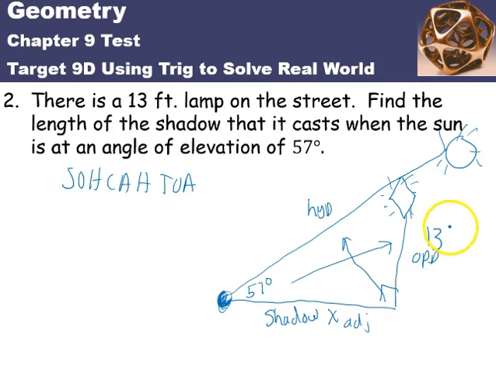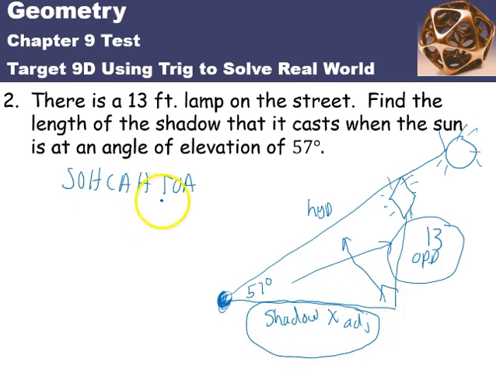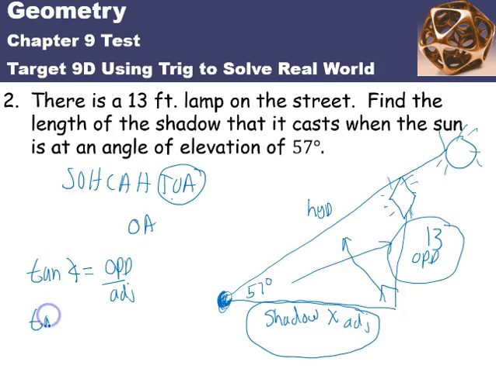Okay, so I need to use the side that they give us, which is 13, and the side that I'm trying to find, this x here, or the shadow, which is the adjacent. So which one uses opposite and adjacent? And again, it's tangent. So the rule is the tangent of the angle is equal to the opposite over the adjacent. So the tangent of the angle, well, the angle is this one with the degree here, 57 degrees. And that equals the opposite, which is 13, over the adjacent, which is x.